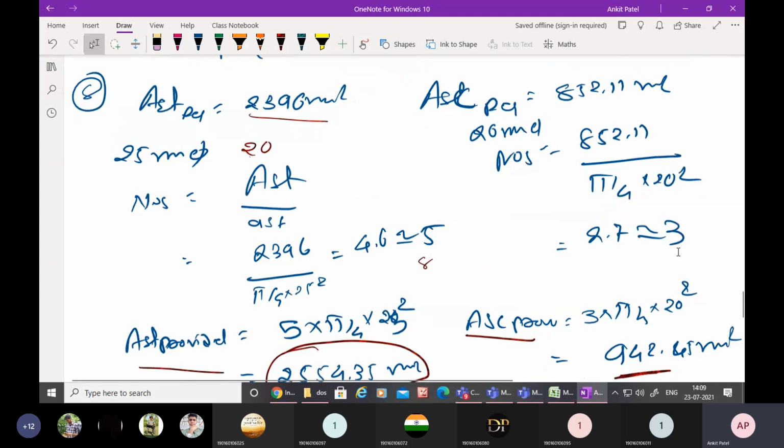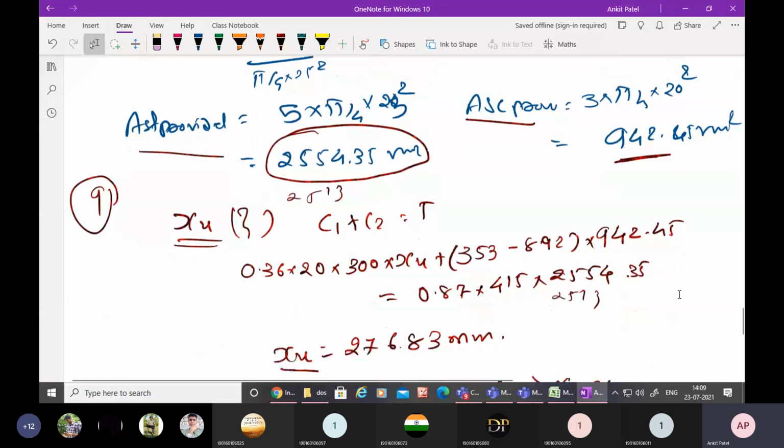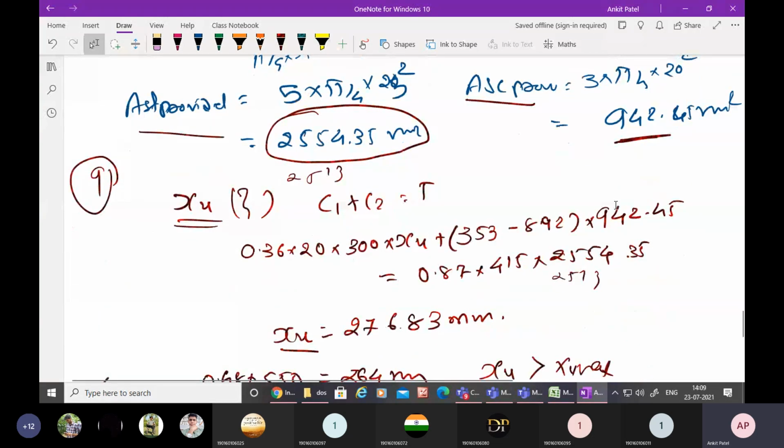Instead of using 3, you can use this as 4. So if you are using 4 number of reinforcement, then 4 into pi by 4 of that is nothing but 314.15. So your answer is 1260, and now you can use over here 1260 into this 353 minus 8.92. So this is 433. Just a minute.